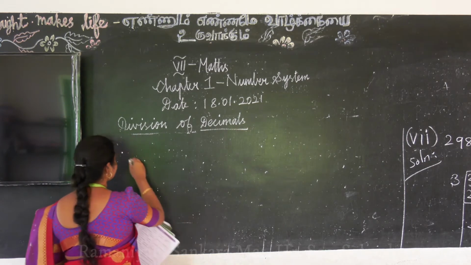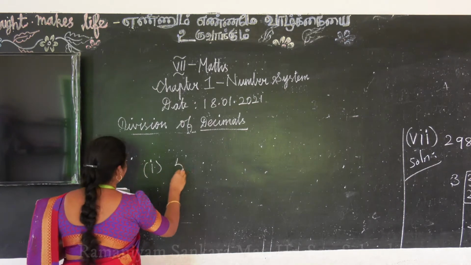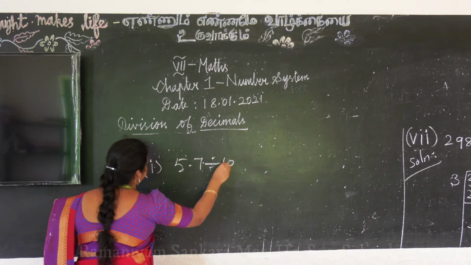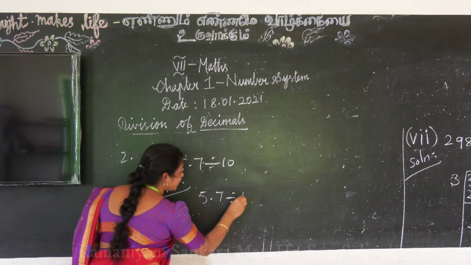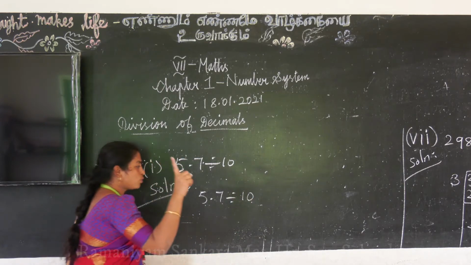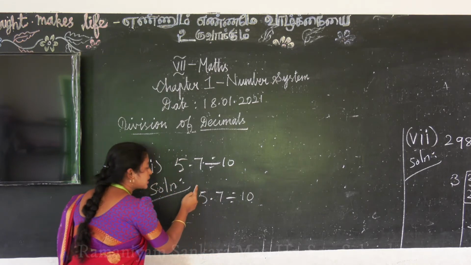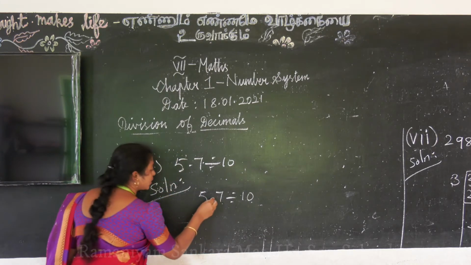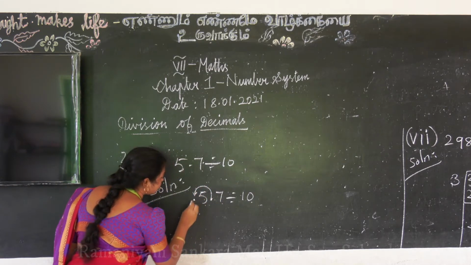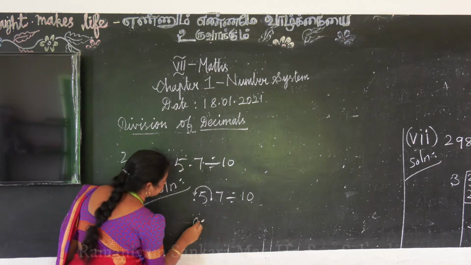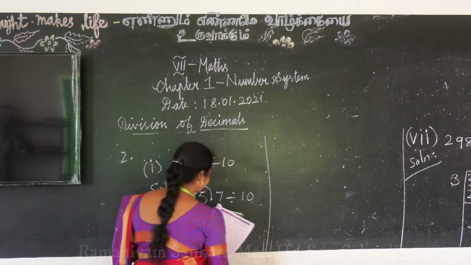Okay, see the second Roman letter, simplify the following. First one, 5.7 divide 10, which is very easy. What is the first step? We have to count the 0s. There is only 1 zero. So we have to move only 1 step towards the left side. So 5.7, if we move towards the left side, the point will become 0.57. Is this clear? Okay, next.